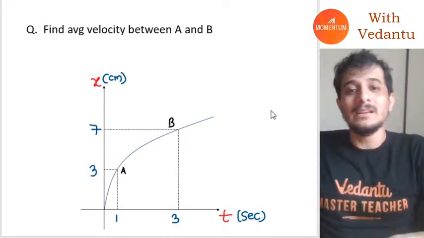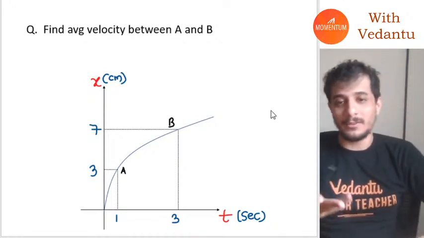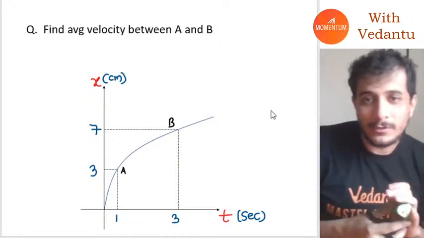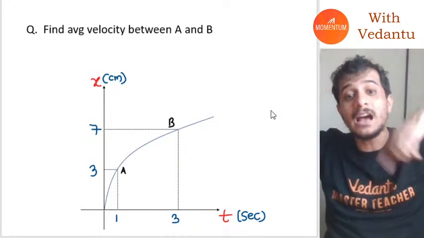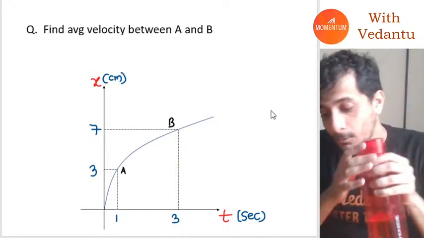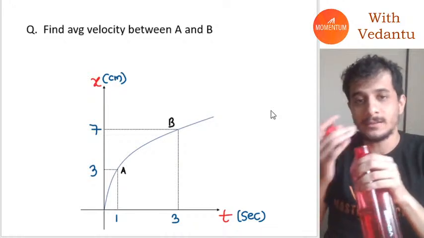I have a body which is going from A to B. Its graph is looking like this. Please tell me its average velocity between A and B. Everybody should be able to tell me the correct answer. Tell me the answer in the chat.